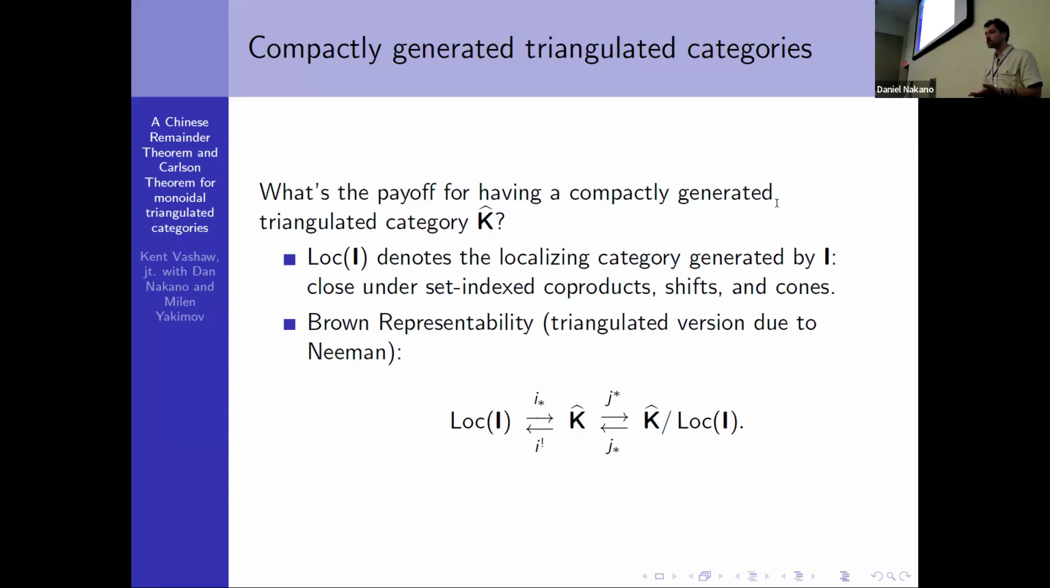We also have this Verdier quotient, which is K hat quotient by Loc I. Here this is some formal quotient where Loc I becomes isomorphic to 0. Coming with this Verdier quotient, we automatically get a functor J upper star, which goes from K hat to the quotient. What Brown representability says is that we can actually construct adjoints to these functors. Hence we get these two lower arrows, I shriek and J lower star, which go in the opposite directions. But these adjoint functors really need the arbitrary set indexed coproducts in order to be defined. And in particular, even if you start with a compact object, once you apply these adjoint functors, it might take a compact object to a non-compact object. So you can't remain within the compact part, even if that's what you want to do.